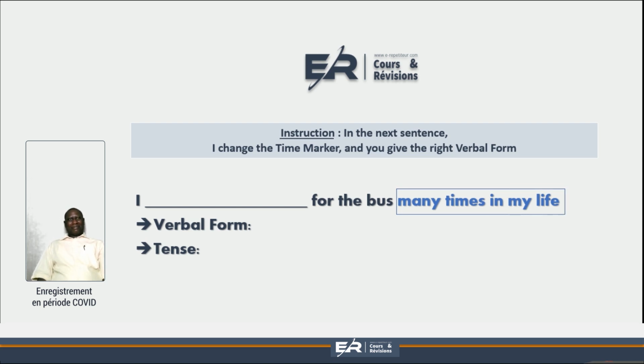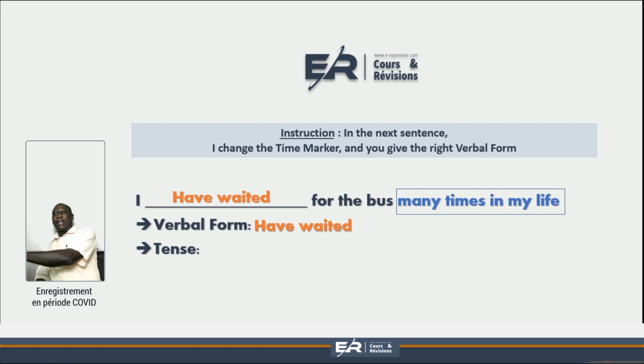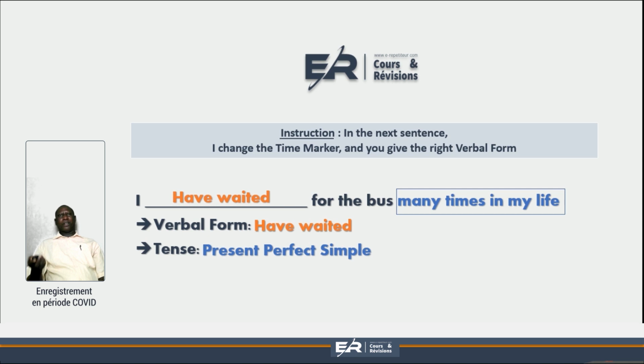Yes? What do you think about the sentence? Many times in my life, I for the bus. This tense is very important. We have dealt with it, we have seen it. What is it? What is the verbal form? It is have waited. I have waited for the bus many times in my life. Tense: present perfect simple.